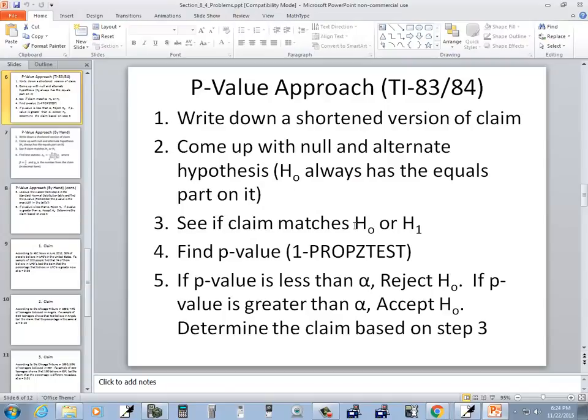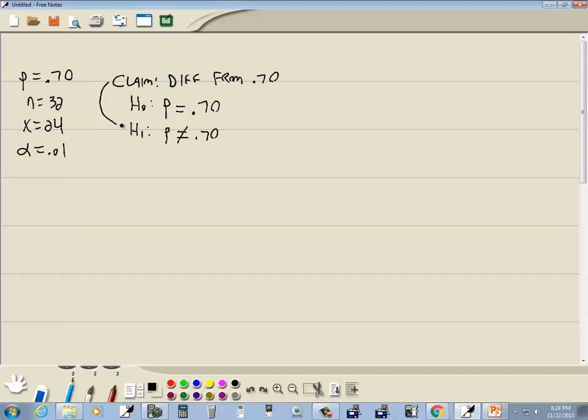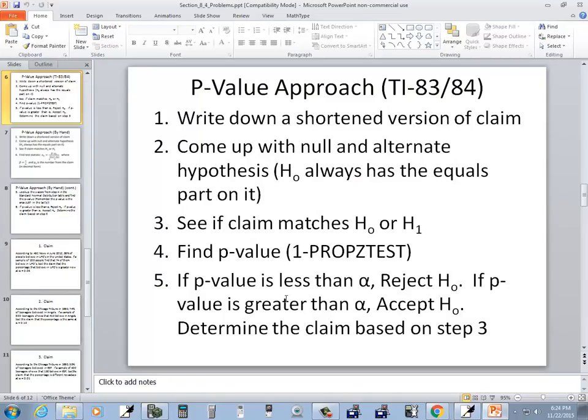Step 3, see if a claim matches H naught or H1. Obviously it matches H1. Different from is the same as a not equal. We want to use one prop z-test to find our p-value.